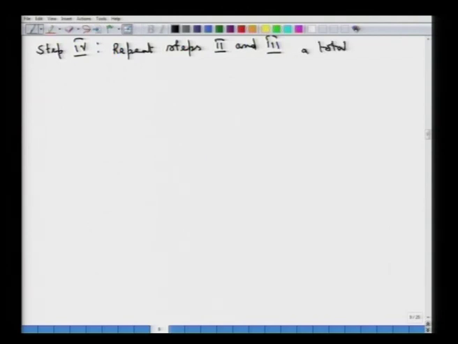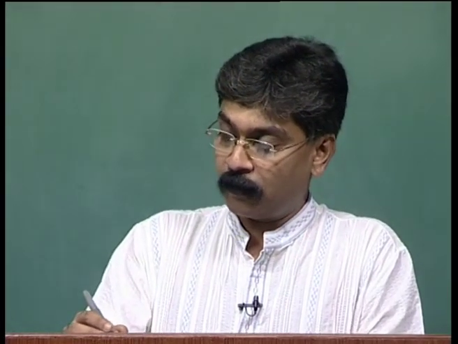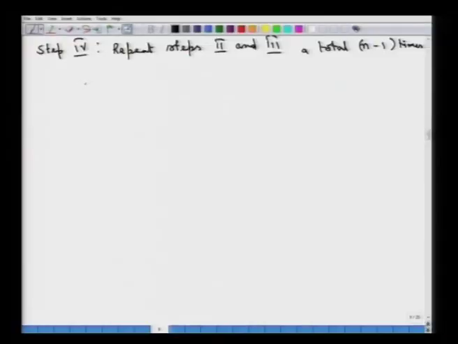So we just say that in step 4, what we do is to repeat steps 2 and 3 one after the other, a total of n-1 times, because at the end of n-1 times you will have, I am sorry, one cluster in the data.